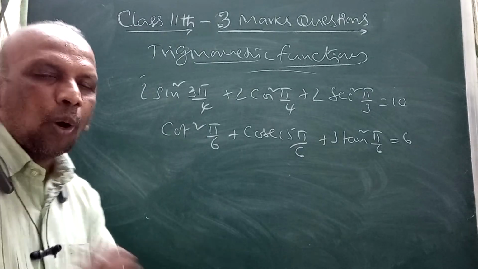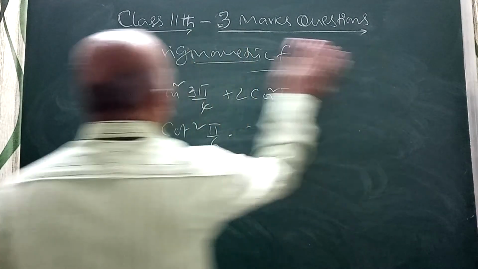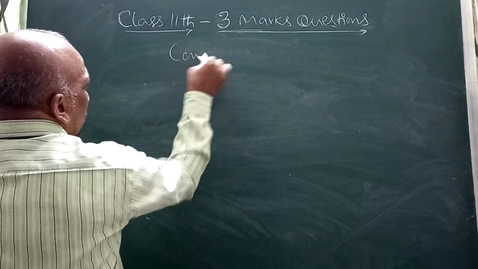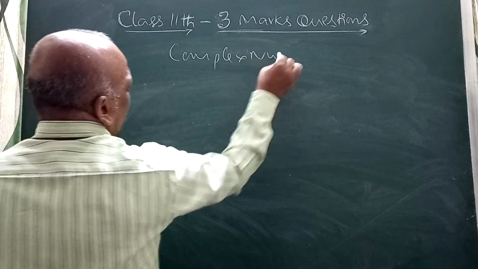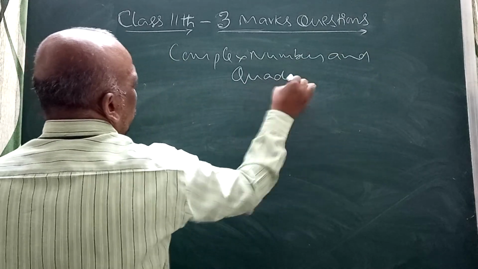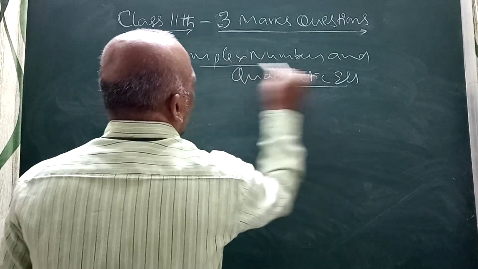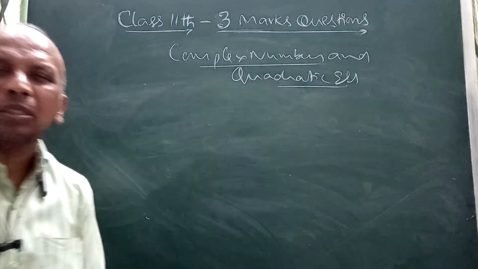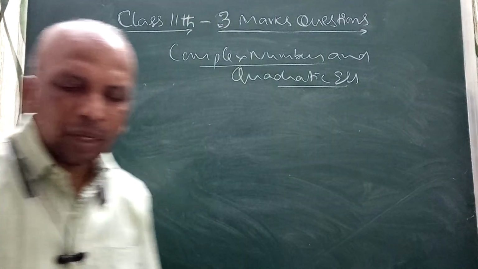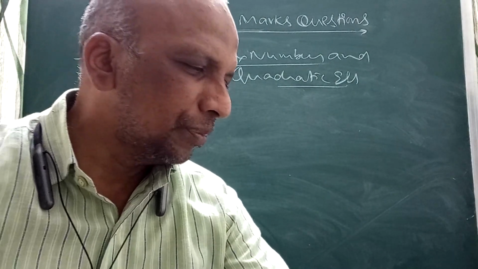Now coming to complex numbers and quadratic equations. Here only 5 to 6 problems are there. When they ask two problems here, they may ask one problem from complex numbers and one more from quadratic equations. The possibility is that they will ask two problems here.